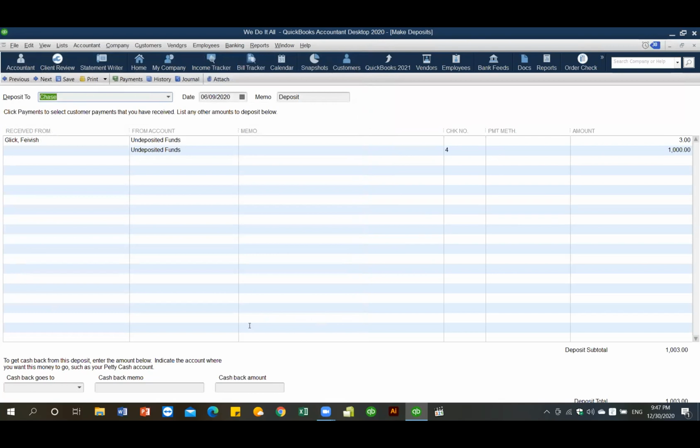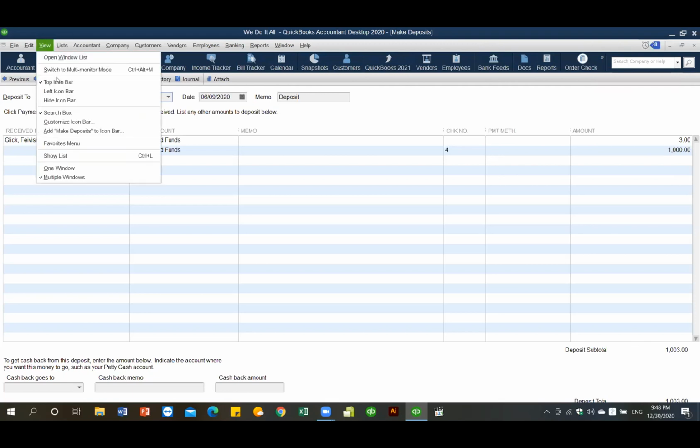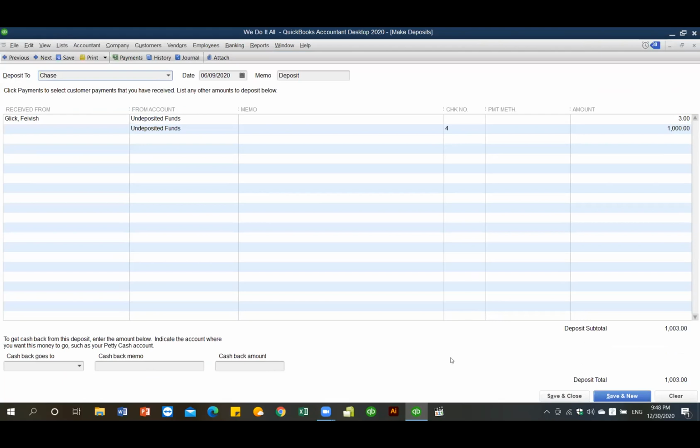Save and close, at the bottom, or deposit. You're missing it because your screen is not big enough. You have to lift your screen up higher. Maybe this would help: go to View, hide icon bar. Good. Okay, there we go. Save and close.